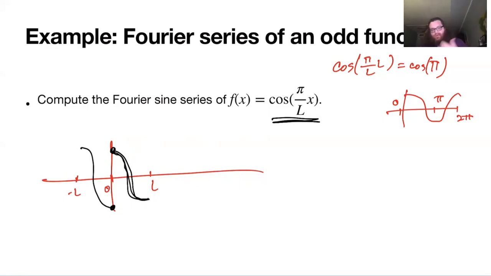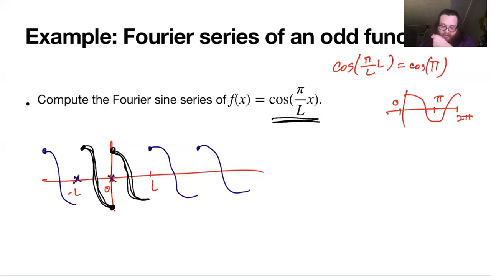There are a few other ways you can go about sketching this, but what we've sketched right here is the odd extension of cosine of pi over L x. And then if we want the Fourier series, just copy this profile over and mark an X at every point of discontinuity. Great. So we've sketched what the Fourier sine series for cosine of pi over L x looks like.